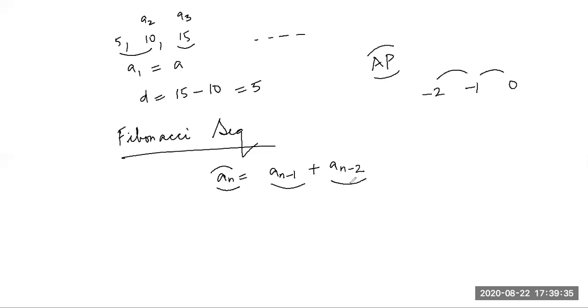But then here some condition is to be written. What's that condition? n should be greater than 2. Why? Let's understand. Let's talk about a Fibonacci sequence, let's say 1, 1.